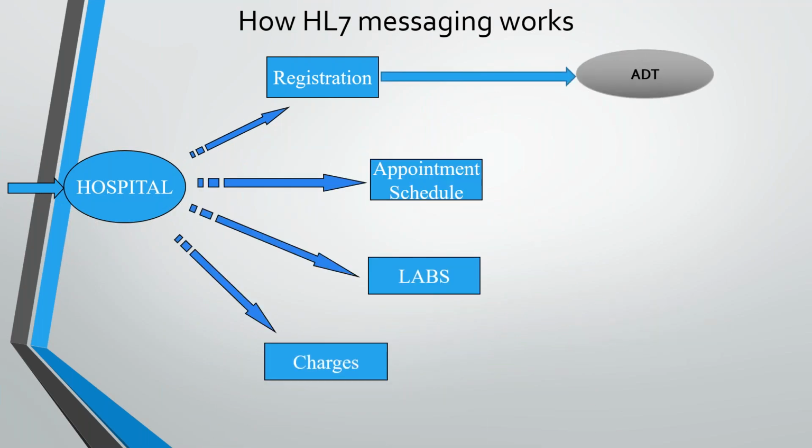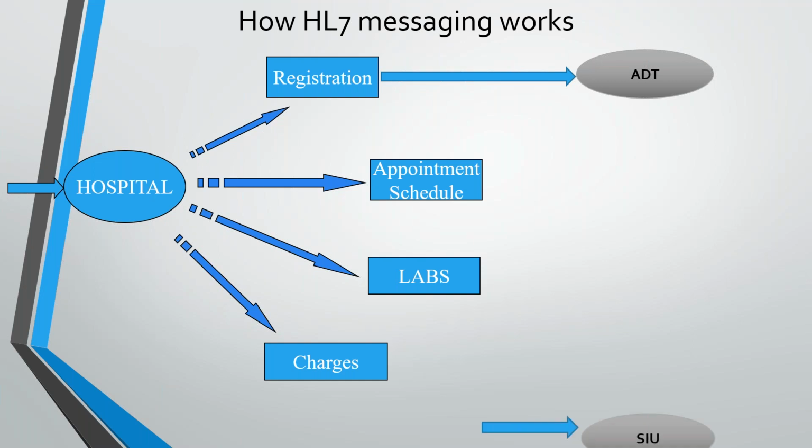So a registration message is called an ADT. It has the message code, this is called the message code, and it has the message code of ADT. ADT is nothing but admit, discharge, and transfer. So anything that is related to admit, discharge, and transfer will fall under the registration bucket.